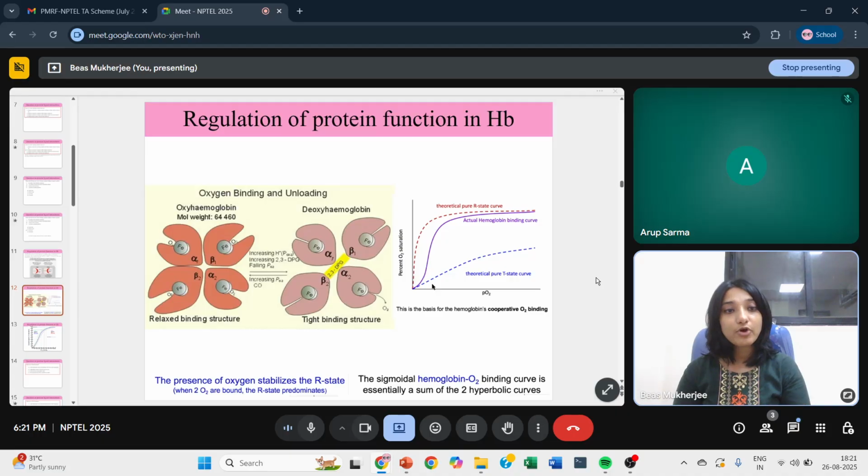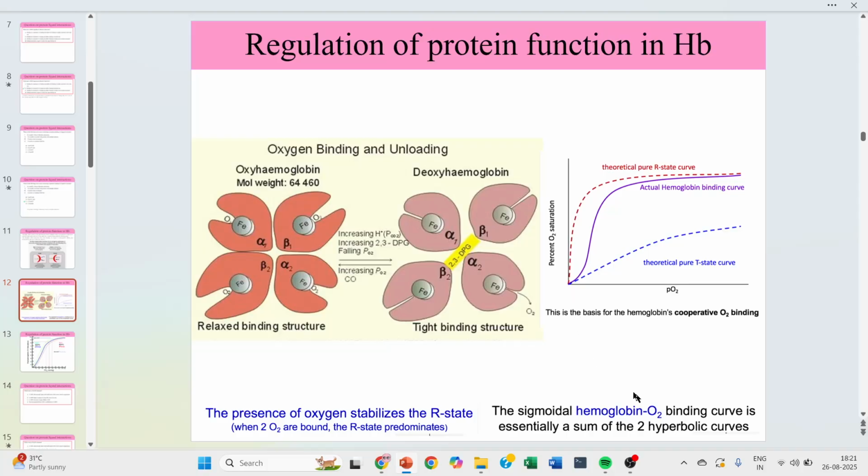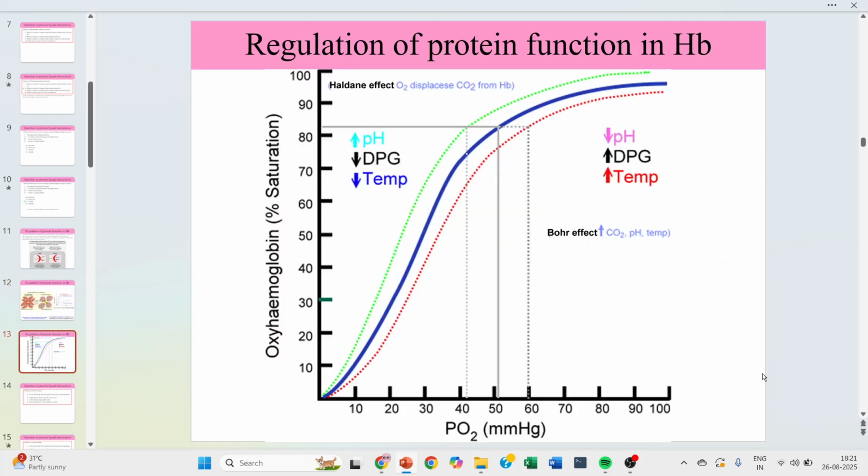Now, why is it sigmoidal? Because this is also regulated by allosteric interaction. Now, which are the allosteric effector molecules? All of these different things, especially the 2,3-DPG. These are the different allosteric regulators for hemoglobin. Okay. Right. Now we will move on to the next one.